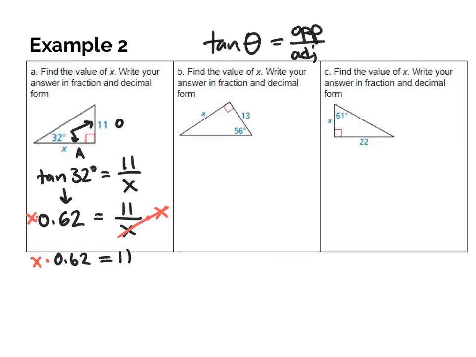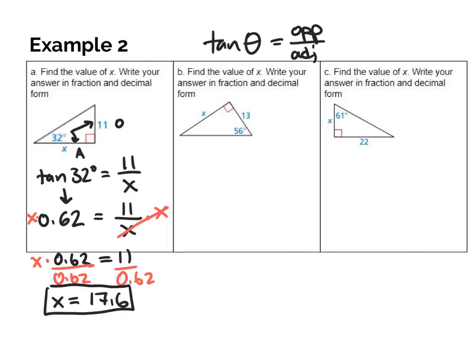And what I want to then do is figure out what x is. The last thing in order to solve is to divide both sides by 0.62. So it's a little bit different: instead of multiplying that number by the percentage, in this case, I'm actually dividing 11 by 0.62. If I do that, I'm going to get about 17.6.